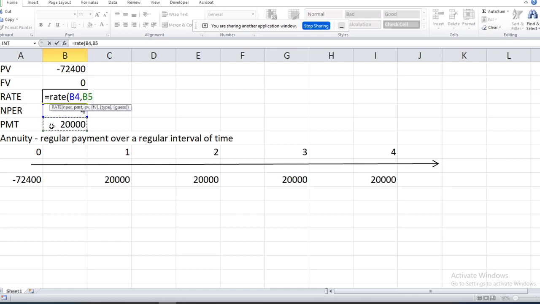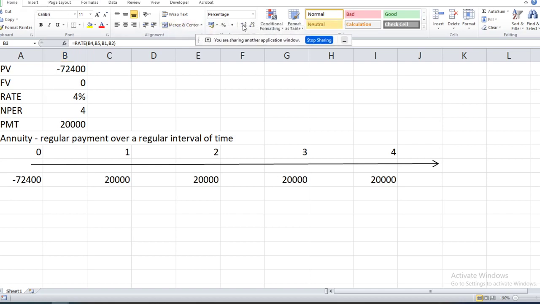comma, PMT, I just click here, comma, PV, click here, comma, FV. There's nothing in addition to these regular payments that I receive at the end of the period. So that's 0. Close the brackets and hit enter. Looks like it's 4%, but let me remind you, we like to have more precise answers. So you can use this button to see more precision here. It's actually 4.12% per year, per period.